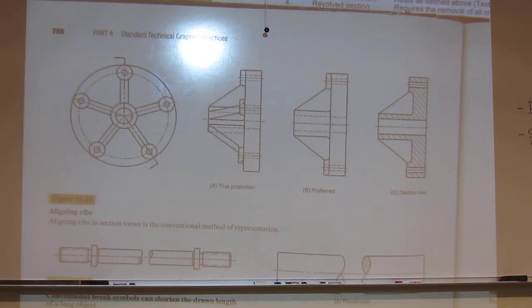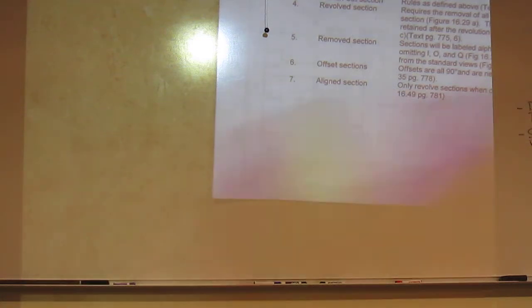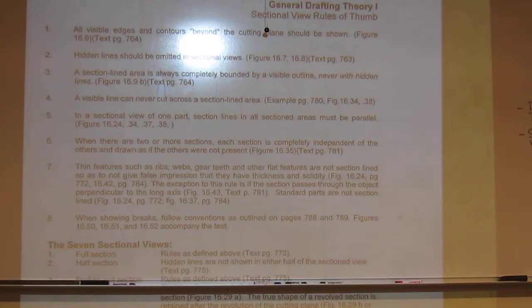All right, there is your 7 sections. Keep in mind your author in the text states there's 8 of them. For the purposes of your test, I will not call out for 8. Just those 7. After that, there will be some rules that I talk about.